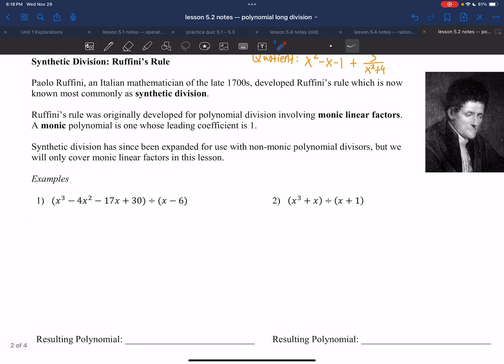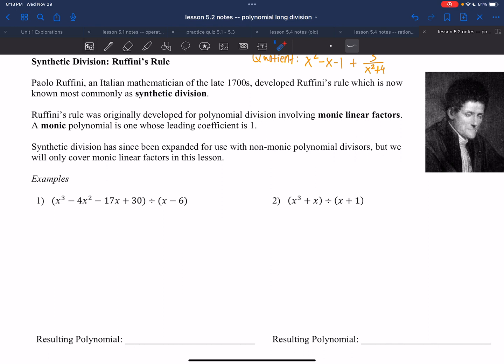All right. If you skipped ahead, welcome back. This is synthetic division, also known as Ruffini's rule. I hope I'm saying his name right, Paolo Ruffini. So what Ruffini's rule is, and by the way, today this is just really called synthetic division, but he's the guy who kind of came up with the algorithm.